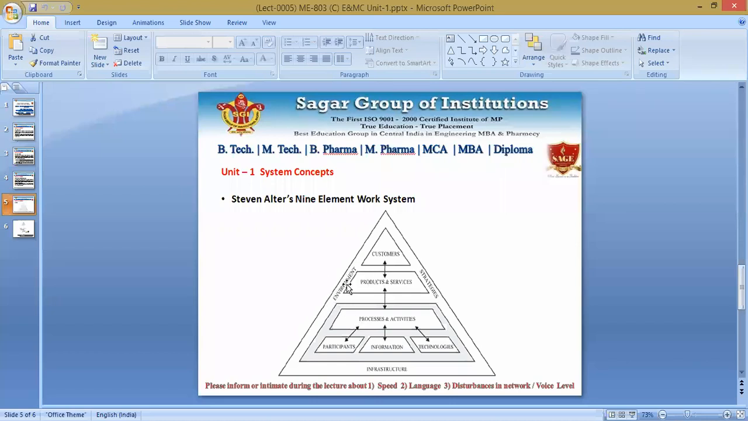So everything has to be in line and interconnected in a proper fashion so as to reach a particular target, the tip apex of the pyramid, which is fulfilling the requirement of any product or services asked by the customer. So this was basically the Stephen Alter 9 element work system. I'll share the notes also with you by the end of the lecture.